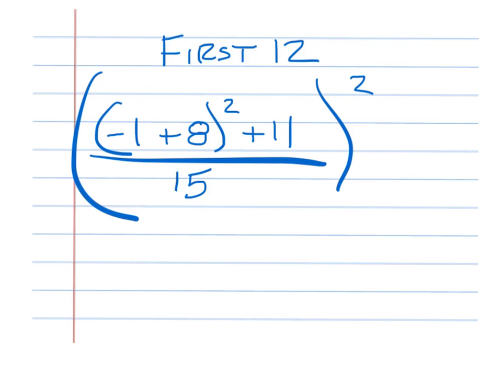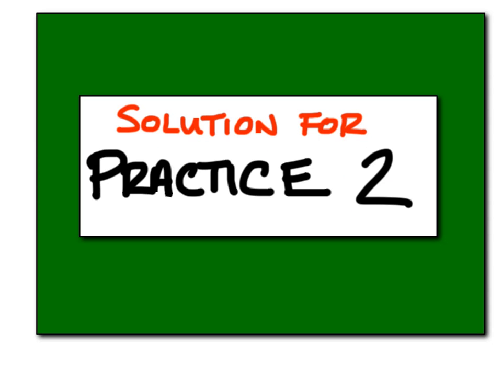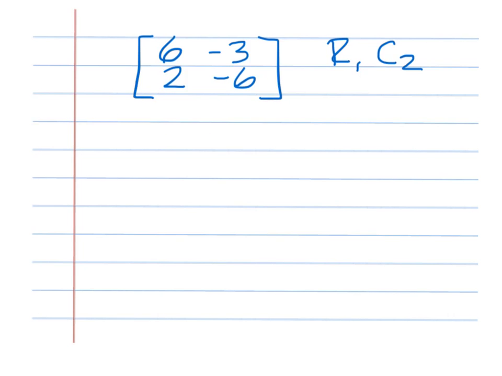Alright, practice problem number 2. Okay, answer for this one should be 16. Alright, bonus number 4. Alright, answer for this one should be 81. Okay, solution for practice problem number 2. We're looking for row 1, column 2. The formula for that number will be -B over AD minus BC.